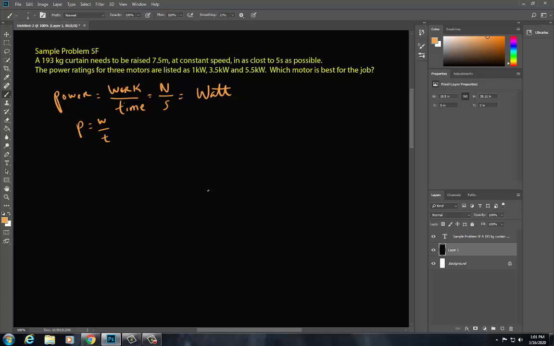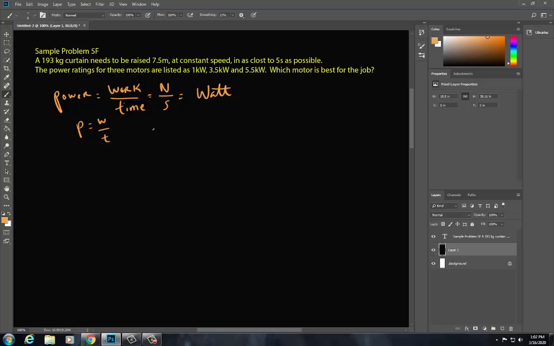So a 193 kilogram curtain. Think an auditorium curtain, right? The 193 kilogram curtain needs to be raised 7.5 meters at a constant speed in as close to 5 seconds as possible. So think of a stage, ordering a motor to yank this curtain up, and they want it to raise all the way up 7.5 meters in as close to 5 seconds as they can get. And you got 3 motors to choose from: a 1 kilowatt motor, a 3.5 kilowatt motor, and a 5.5 kilowatt motor. And you have to figure out which one is the best for the job.